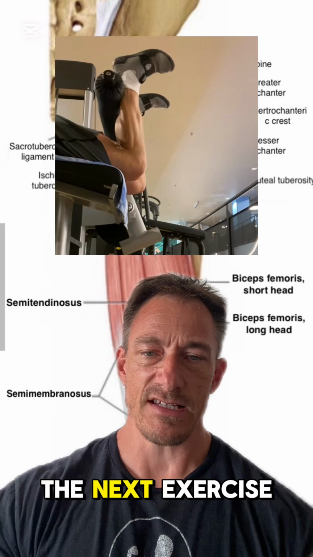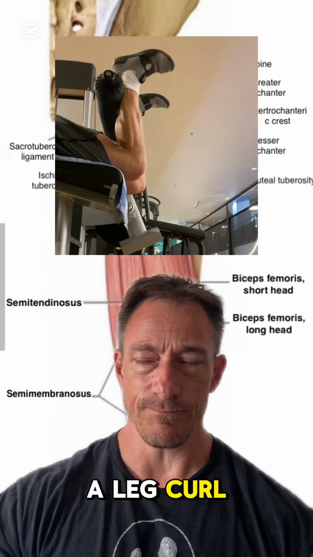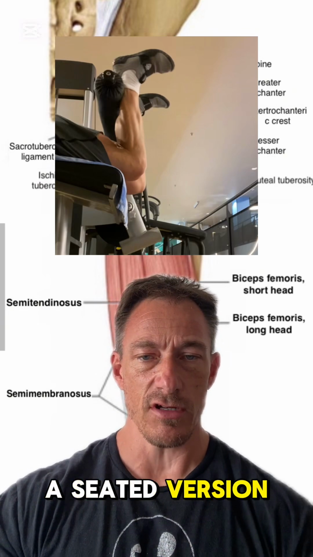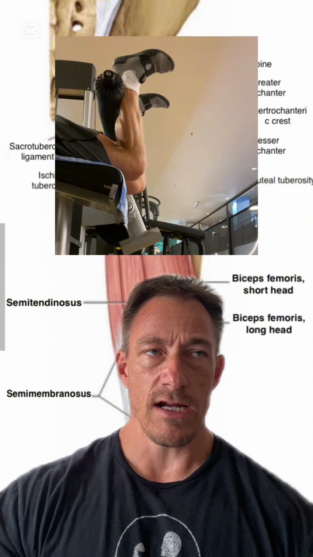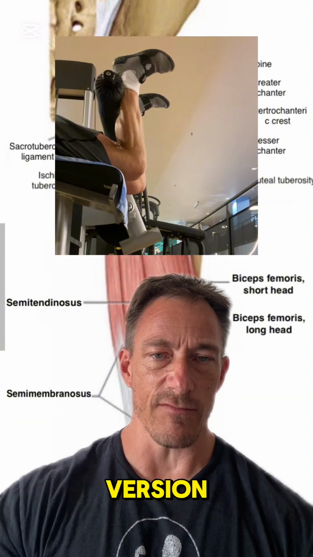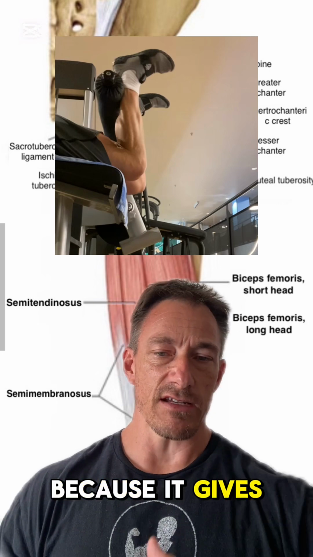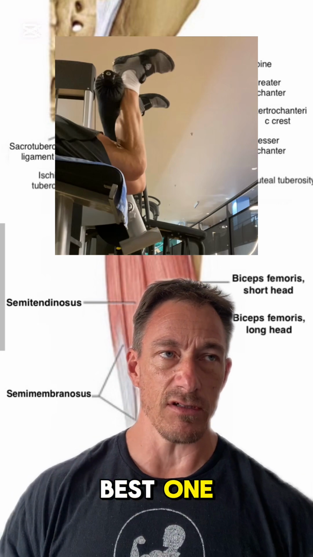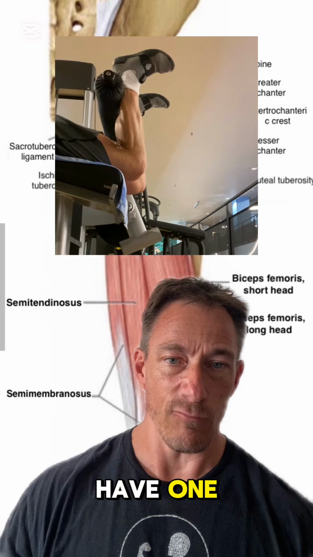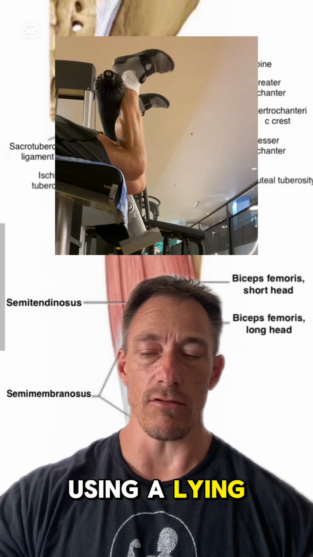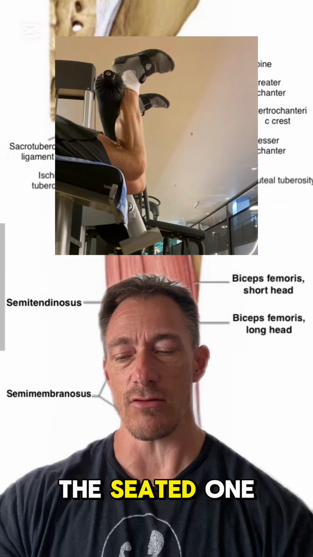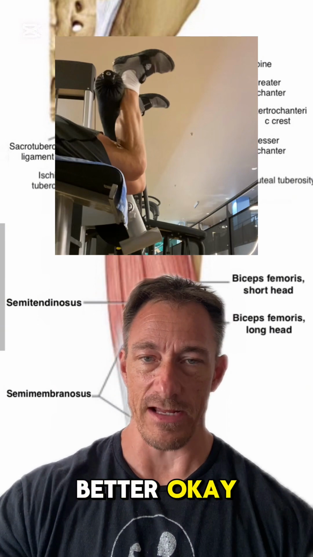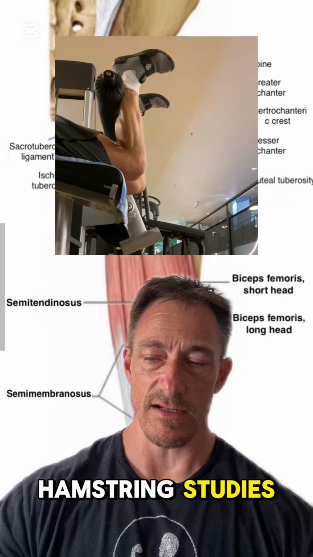The next exercise we've got is a leg curl. There's a seated version, a lying or prone version, and a standing version. The best one of these is the seated version, because it gives more hamstring stretch. Unfortunately, in my gym we don't have one, so I've been using a lying leg curl, but it's still beneficial for the hamstrings. The seated one is supposed to be a little better when they've done hamstring studies.